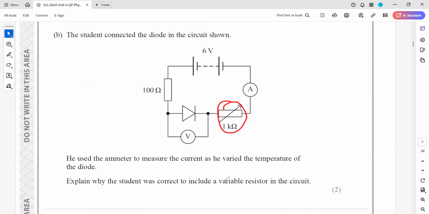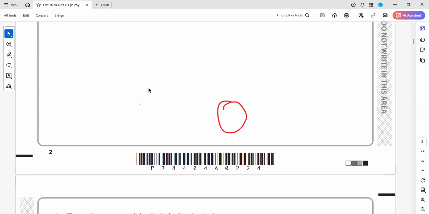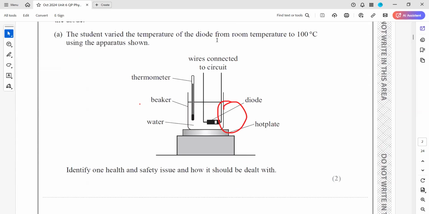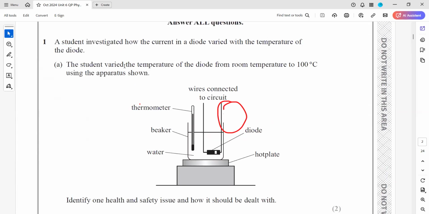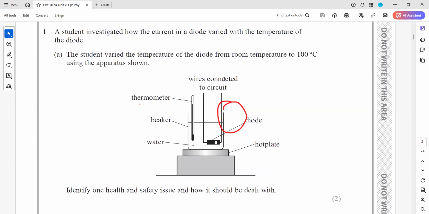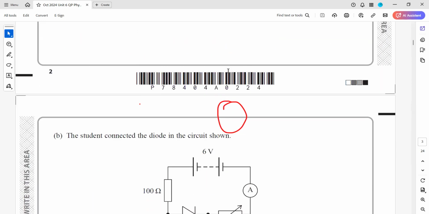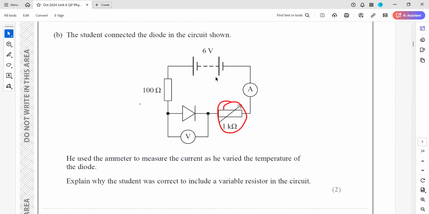Because a diode does not need a high potential. A diode needs a very low potential to work, like 0.7 or 0.8 volt. And what was the main objective of the experiment? The student is investigating how the current in a diode varies with the temperature. If we change the temperature of the diode, how will the current vary?